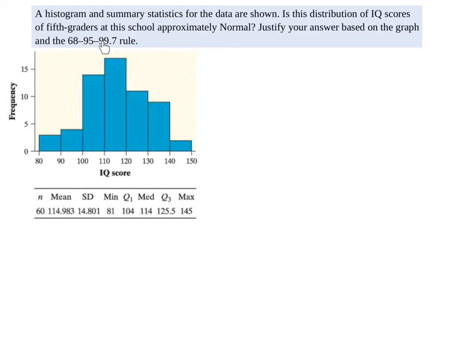And here is a histogram of that data and the analysis. So let's figure out, is this distribution approximately normal? And of course, we're going to justify our answer based on the graph and the 68, 95, 99.7 rule. First thing I'm going to do, just like we did in that previous slide with that example, we're going to take the mean and we're going to add plus or minus 1 standard deviation, 2 standard deviations, and 3 and figure out, is this normally distributed?